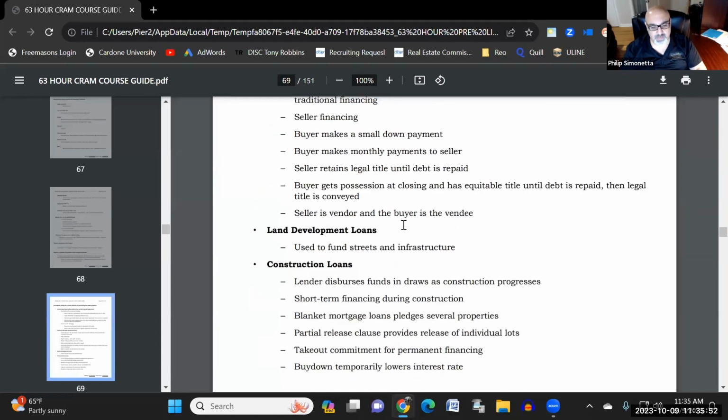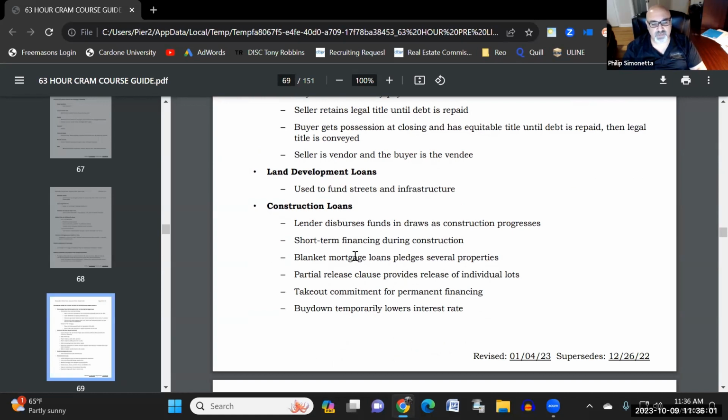Then you have land development loans. These are used to fund the streets and the infrastructure for the developments. Then you have construction loans. Lender disperses the funds in draws as construction progress happens. It's short-term financing during construction. Now, when a builder has a blanket mortgage over a whole development, it pledges the property. Say they have 100 lots, 100 buildings, they get one mortgage to build all that, and then as they sell them, they release them, right?